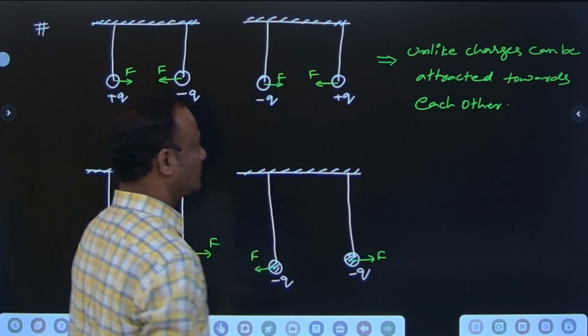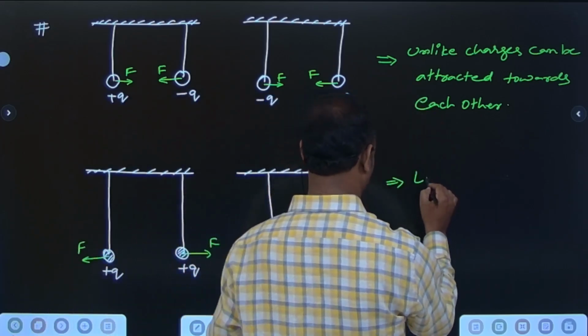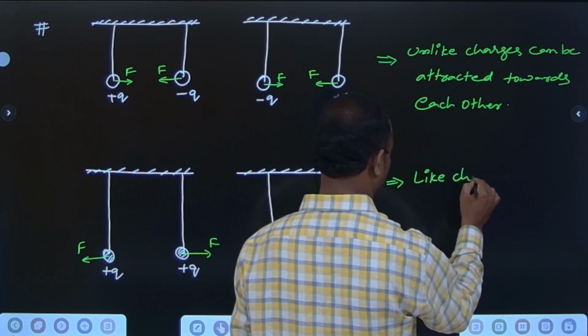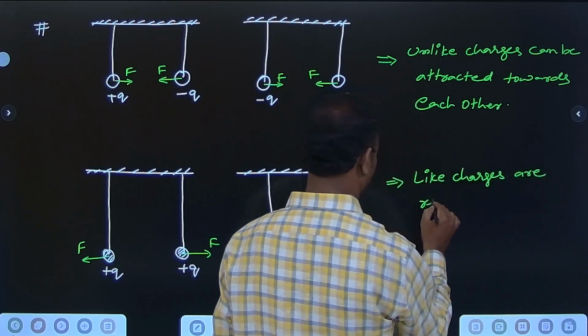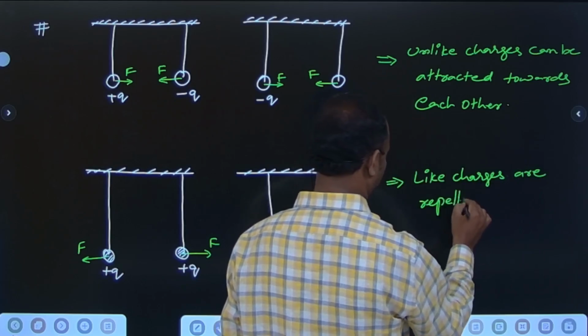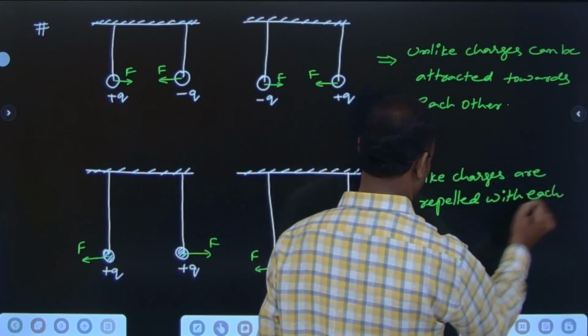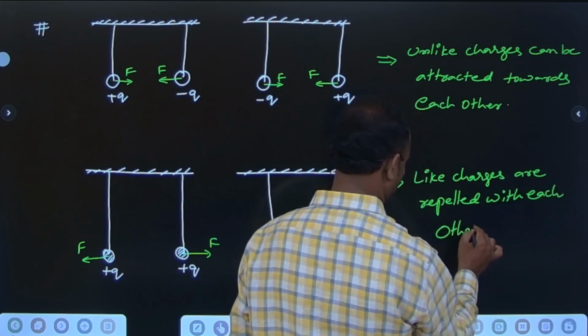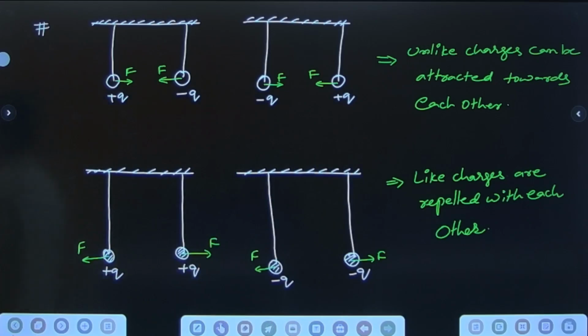So, we can make it as unlike charges. These are unlike charges. Here, like charges are repelled with each other. Okay, so they repel each other.